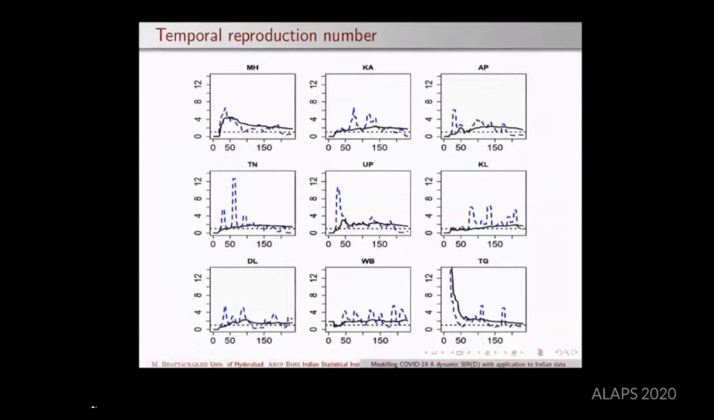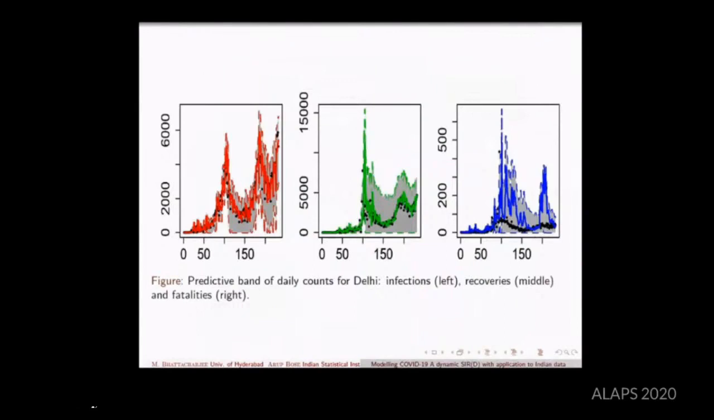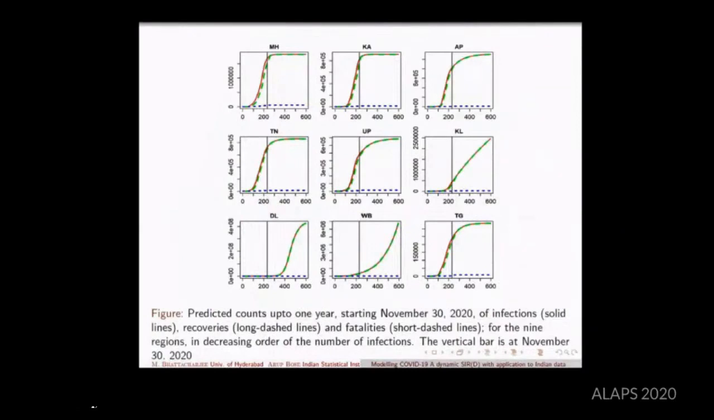And this is one sample plot from our paper. And predictive bands for daily count for Delhi, which is a very worrisome state as far as the number of infections is concerned. And these are the predicted counts up to 1 year, starting from November 30th. And you can see, for example, the curve for West Bengal is sharply increasing. That's a real serious concern. And then, for example, Kerala is also sharply increasing. Delhi, which was not doing too well, has been increasing recently, but seems to be still increasing significantly. Some of the other states look to be flattening the curve. So for different regions, the progression has been quite different.